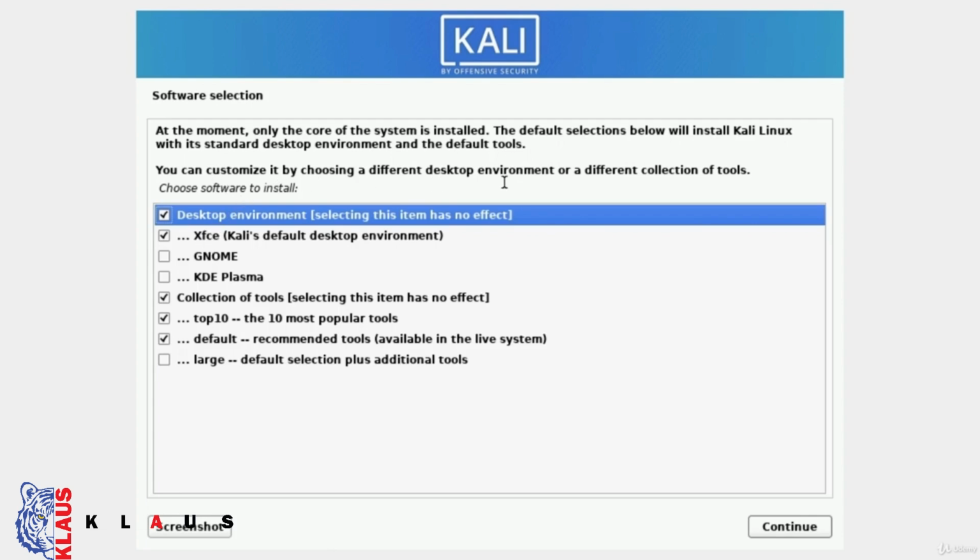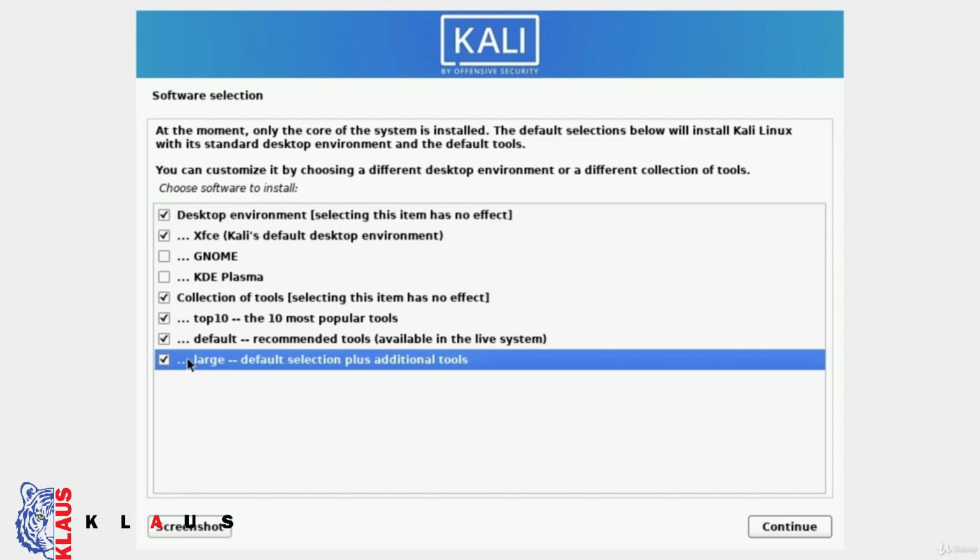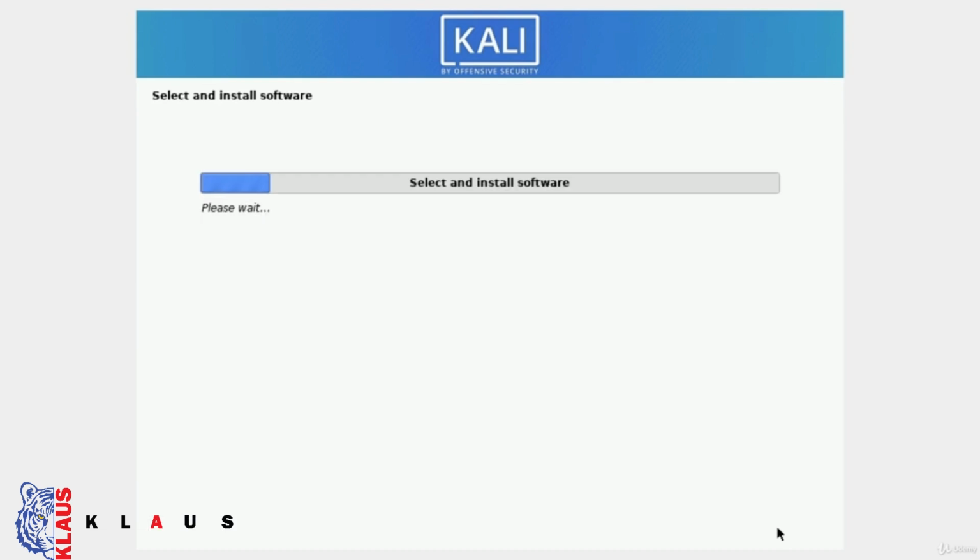Okay, so after a couple of minutes we get this window prompted, so it asks us to customize our own desktop with different settings. So here what we want to do is select all of these that are checked by default, which is desktop environment, XFCE, and collection of tools. However, we also want to check this large option right here. This means that it will also install some additional tools inside of our Kali Linux machine. And the more tools the better. We never know when we are going to use some of these tools, so let's just go and select large and we can proceed with the installation.